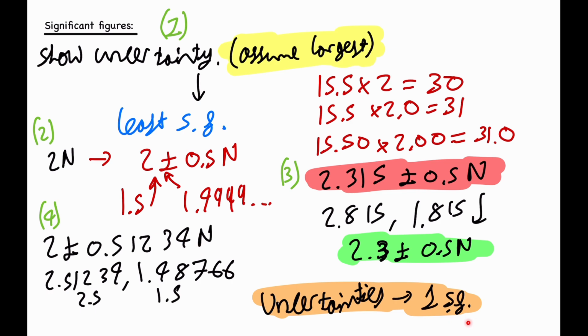Best to leave it to one significant figure, because again, you're going to get this unnecessary level of accuracy, which doesn't mean anything. So you might as well round it. Now let's move on to types of data.